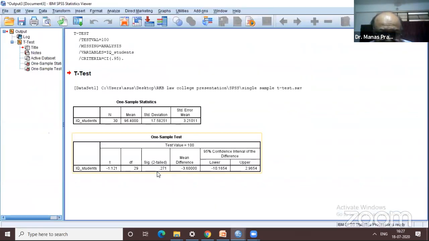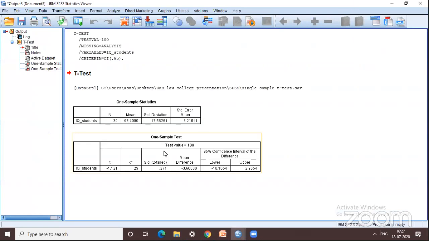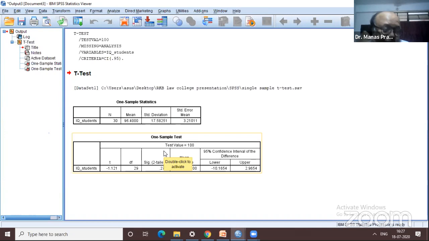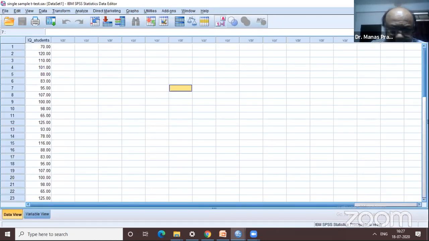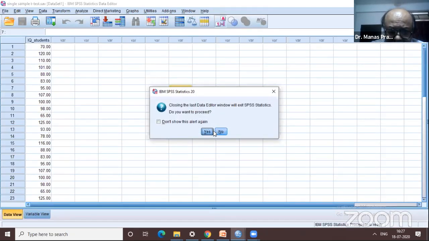So this is greater than 0.05. So we have to accept our null hypothesis, that my assumption is true. That means my assumption that the mean IQ level of the students of this school is 100 is true. Okay, so let us do it one more time by using this data.